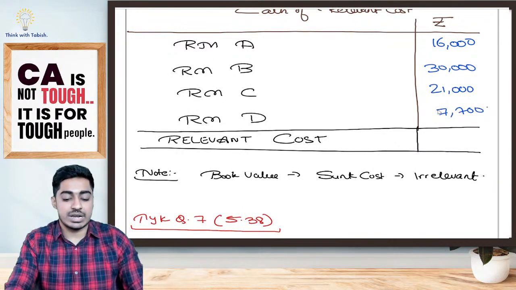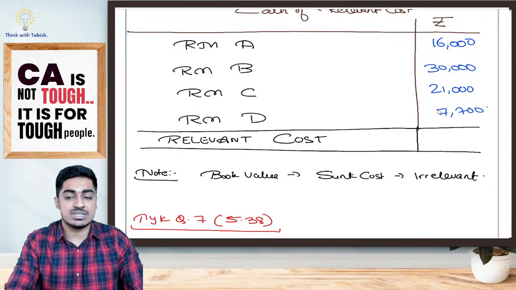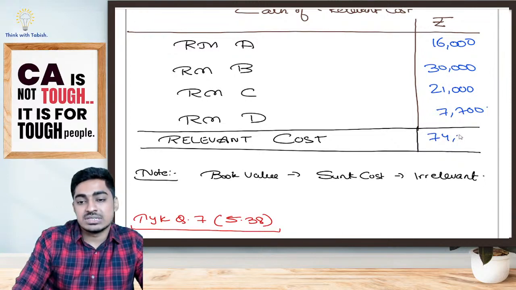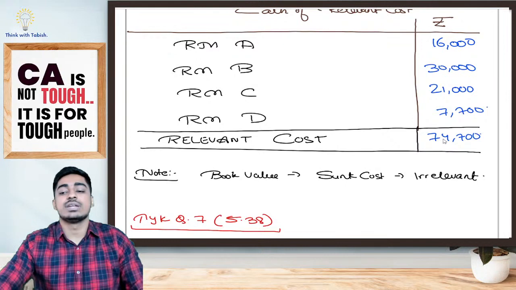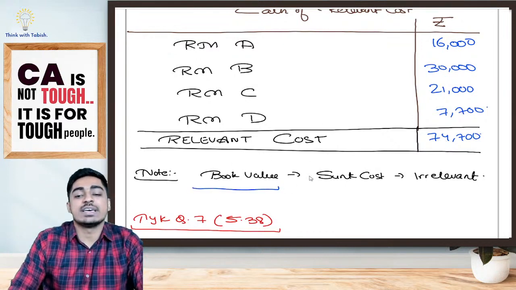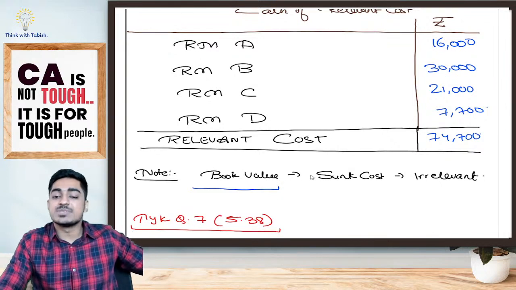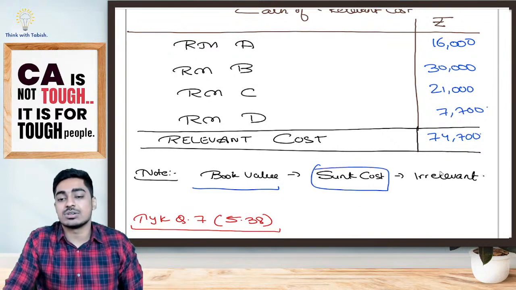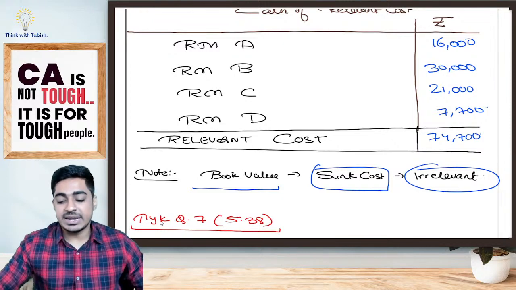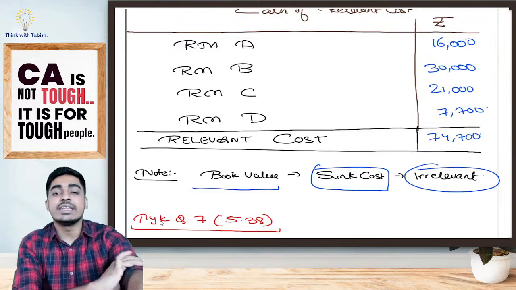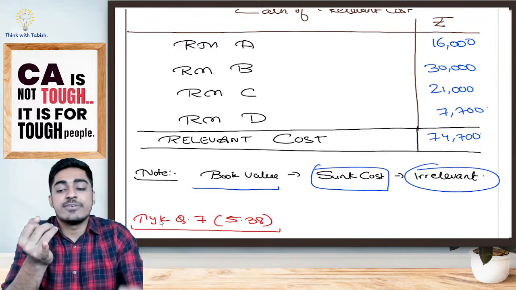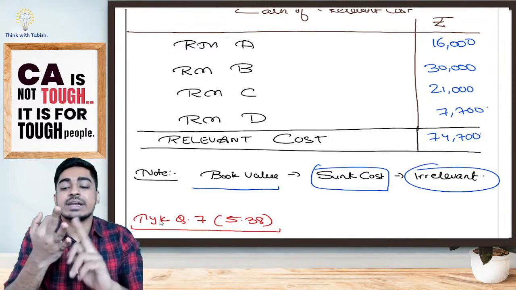So what is the total relevant cost, students? 16 plus 30 plus 21 and 7. 74,700 is the total relevant cost. Again, the question is telling the book value of the asset, that is the past purchase value, is a sunk cost. So it is irrelevant. Okay, so I've explained everything, but while you are writing in the examination, for every item, what is relevant, why it is relevant, why others are irrelevant. You need to write three things.